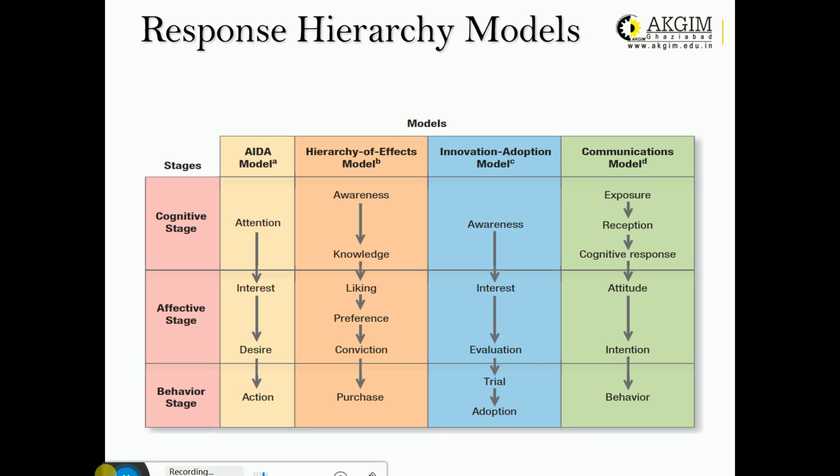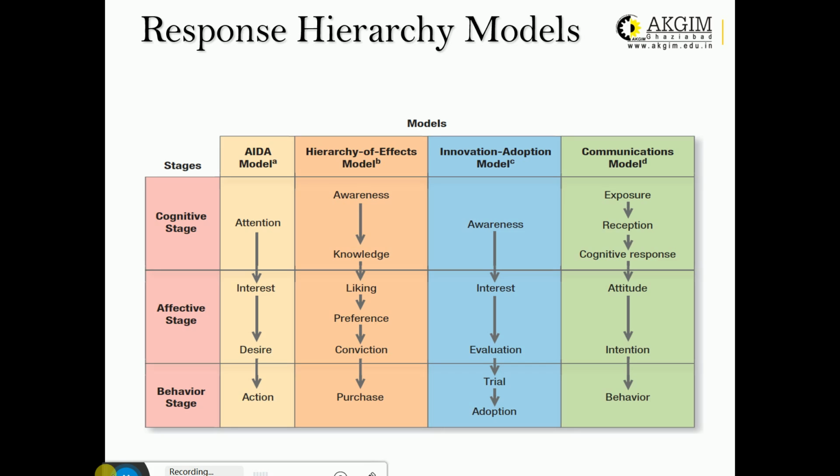Then comes the preference. This is the fourth phase of the hierarchy of effect model. During this phase, the customer is clear about the product qualification or eligibility, and he is sure about his brand choice. Here the advertiser needs to constantly reinforce the positive aspects of the brand. Then the conviction. In this stage, the customer would have made up his mind to buy the product. Here the role of the advertiser is to guide the customer to choose the brand.